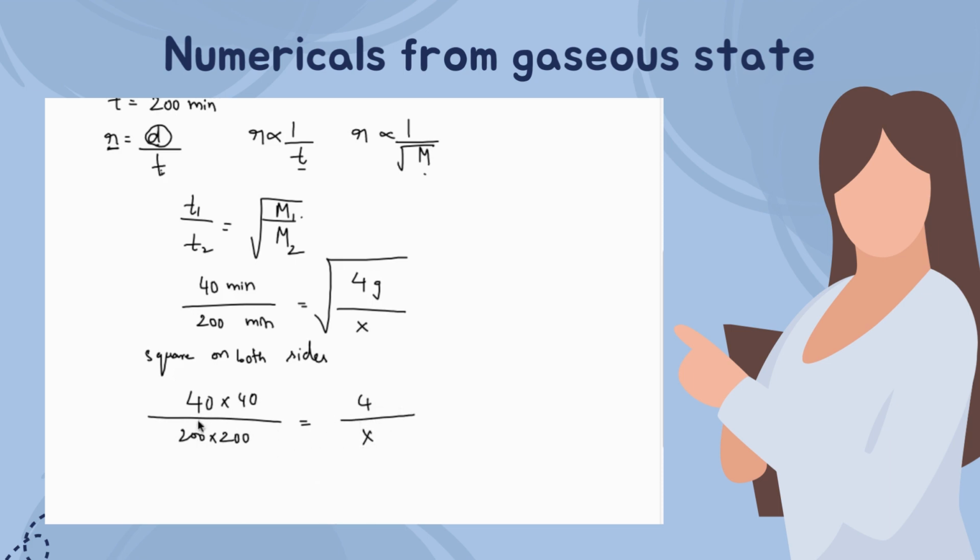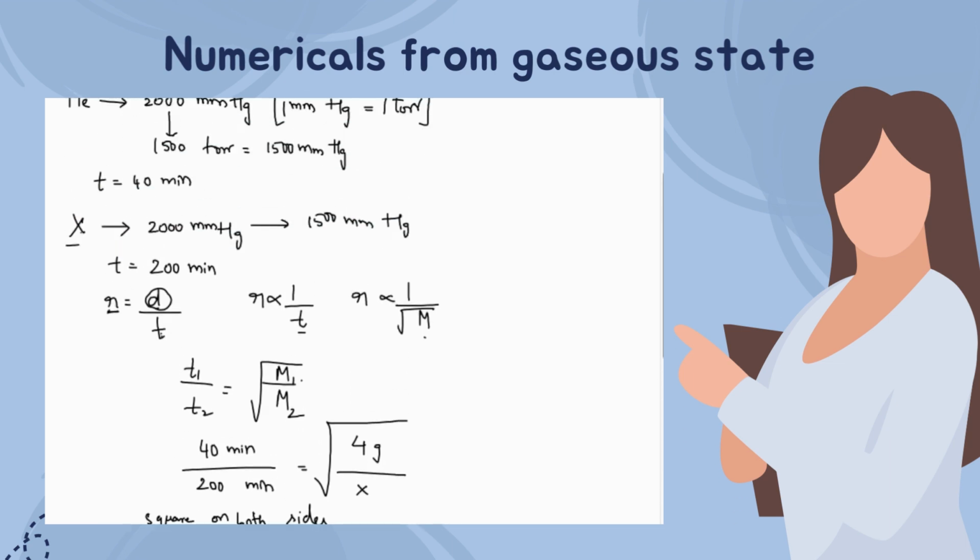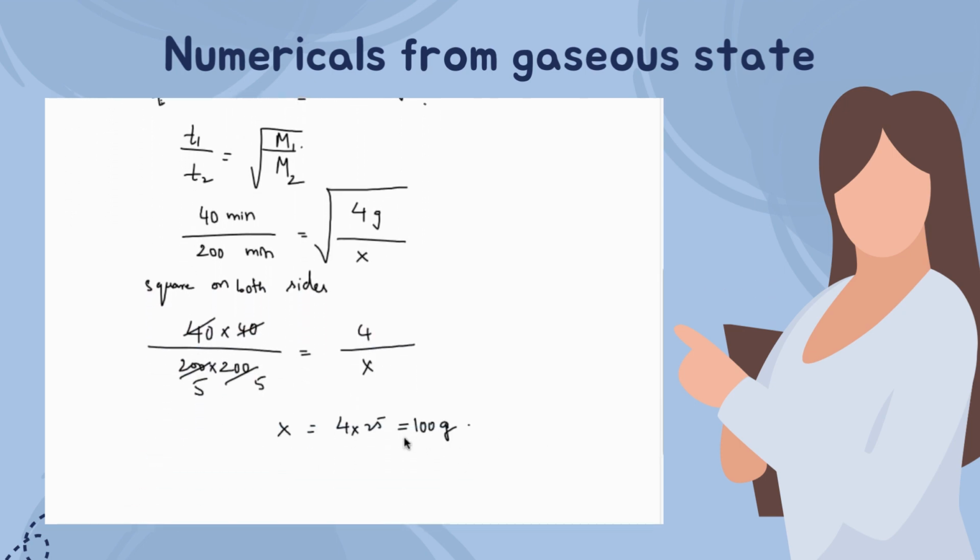How can you simplify this? 40 into 5 is 200, 40 into 5 is 200. So if you cross multiply, x would be equal to 4 into 25, which is 100. So the molecular mass of X gas is 100 grams. They did not ask which gas is the X gas, they just asked for the mass of the gas, which is equal to 100 grams. So 100 grams is the molecular mass of the unknown gas.